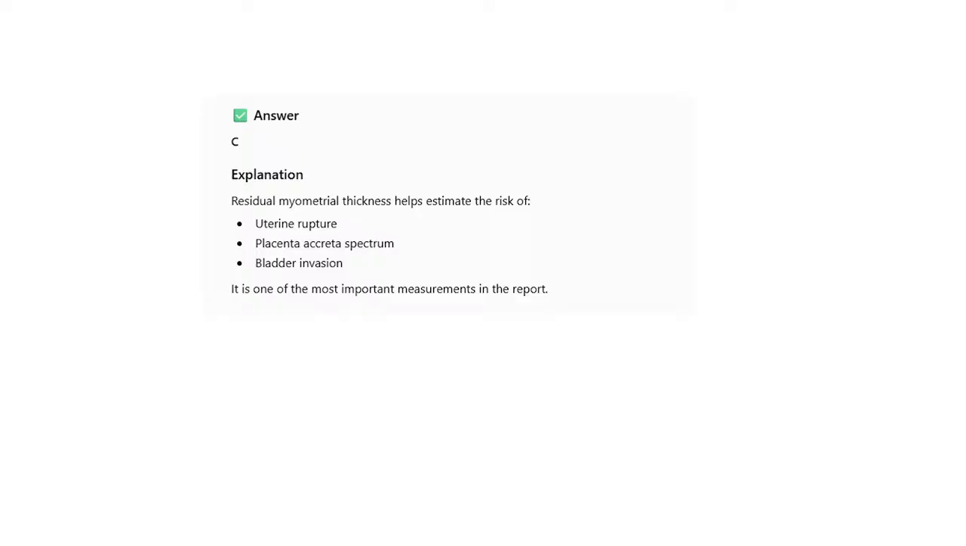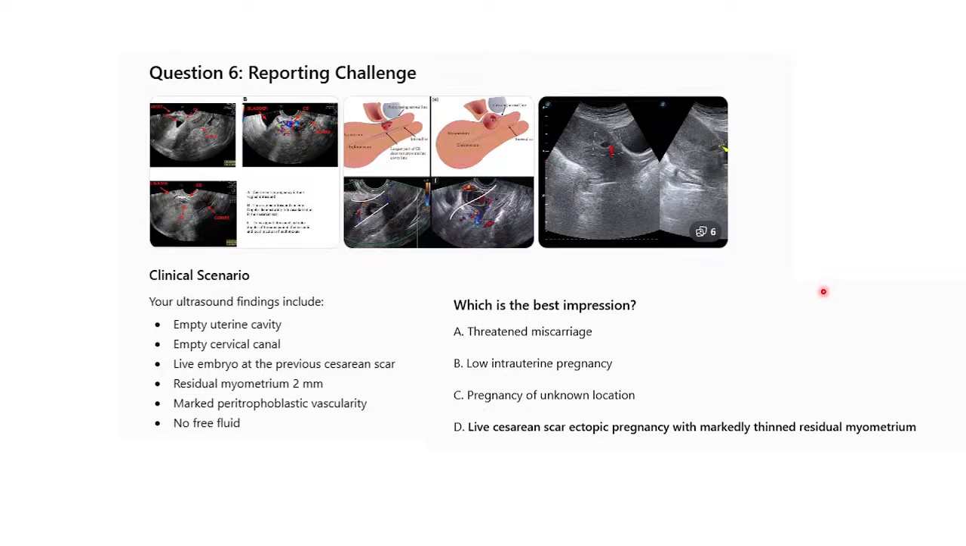It is one of the most important measurements in the report. So question number 6, this is the reporting challenge. There we have the clinical scenario. Your ultrasound findings include empty uterine cavity, empty cervical canal, live embryo in previous cesarean scar, residual myometrium is 2 millimeters, marked peri-trophoblastic vascularity, as you can see there, no free fluid.